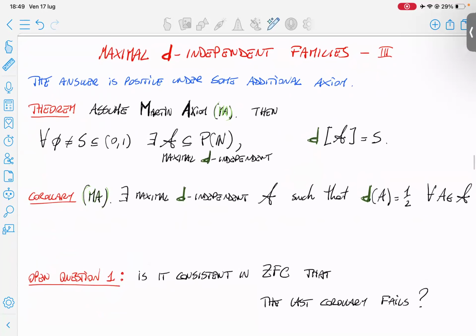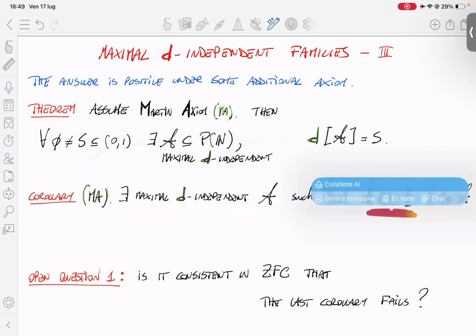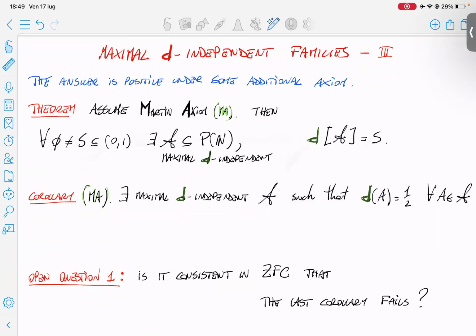Corollary: as a consequence, if you choose S to be the singleton which contains only the number 1/2, then there exists a maximal D-independent family such that every element has density 1/2. And that's not trivial, meaning that even if you know that there exists an independent family where all the values are 1/2, when you extend it using the Zorn lemma, it is not obvious that you preserve this property, that all the values are still equal to 1/2.